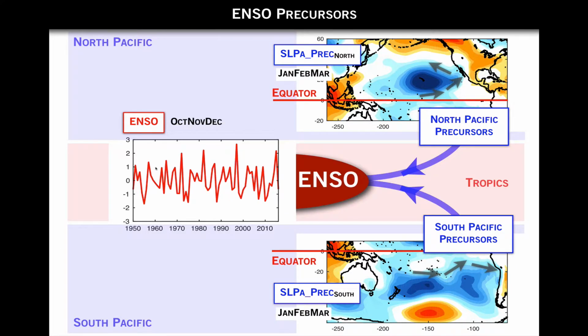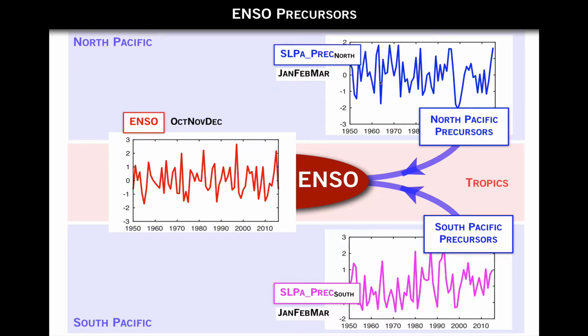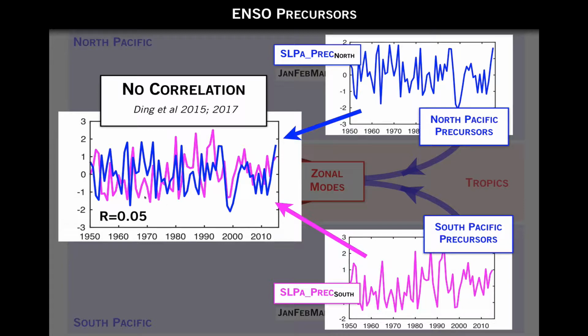So what we can do now is take these patterns of sea level pressure anomalies and project them back on the sea level pressure anomalies of January, February, March to develop indices of these precursors, which are shown here in blue for the northern hemisphere and in magenta for the southern hemisphere. Now, what's interesting is that these seasonal precursor indices are not correlated with each other. And this is a finding that was also reported in several other papers. The fact that they're uncorrelated suggests that indeed these are independent of the tropics and are actually perhaps acting to energize the tropics and not vice versa.